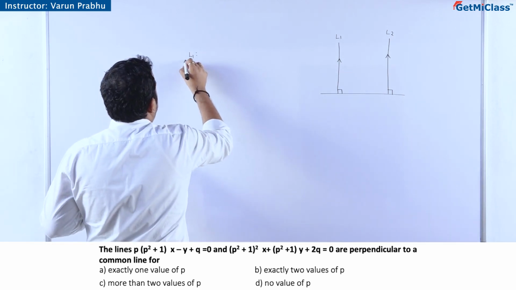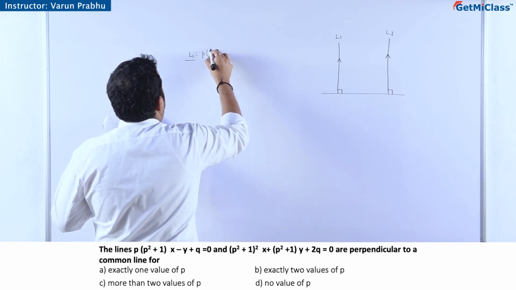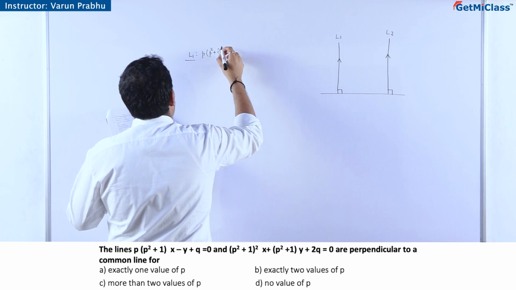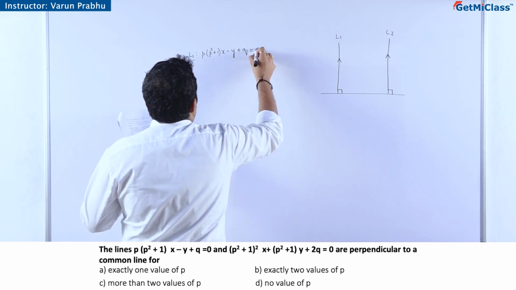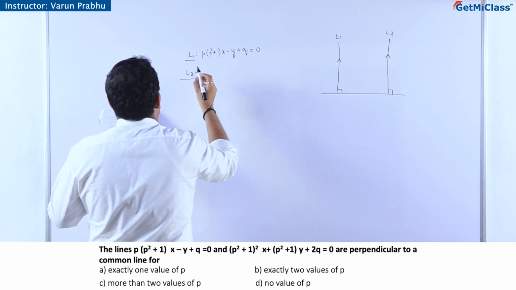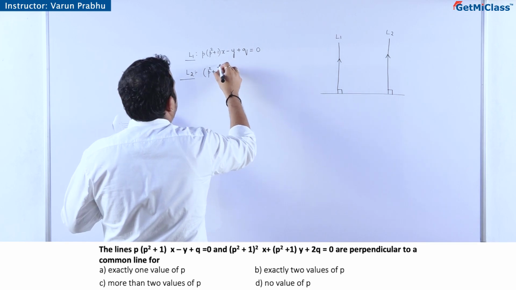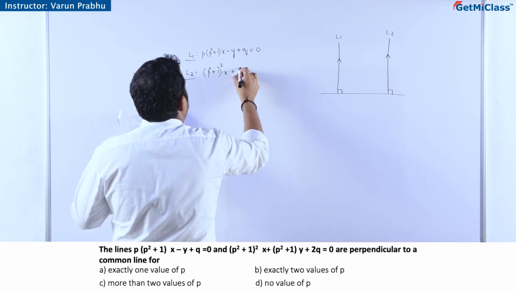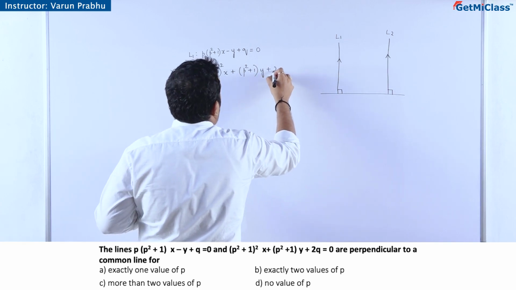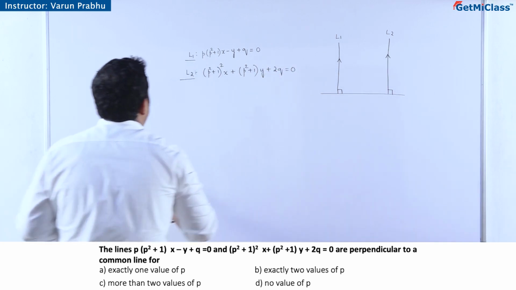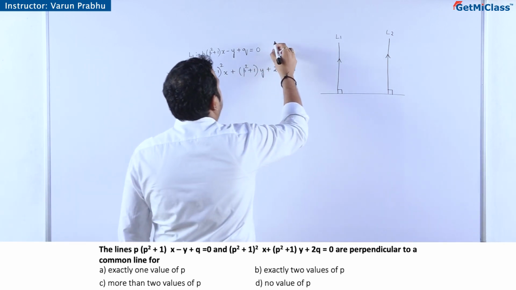So the L1 equation is given in the problem as p times (p square plus 1) times x minus y plus q equals 0. The L2 equation is given as (p square plus 1) whole square times x plus (p square plus 1) times y plus 2q equals 0. Now, what is the slope of the first line?